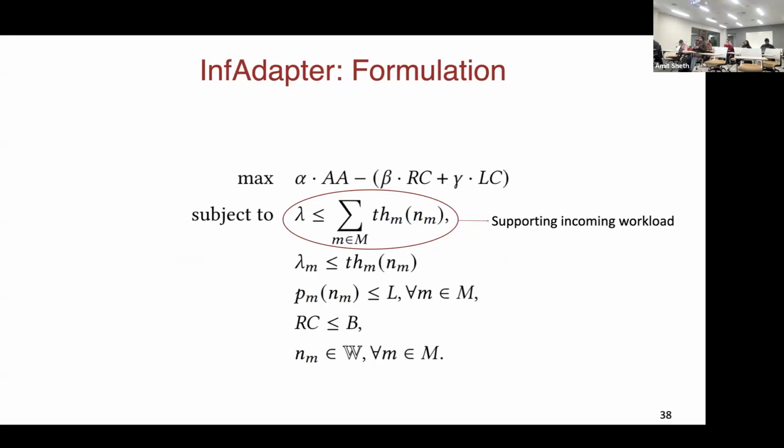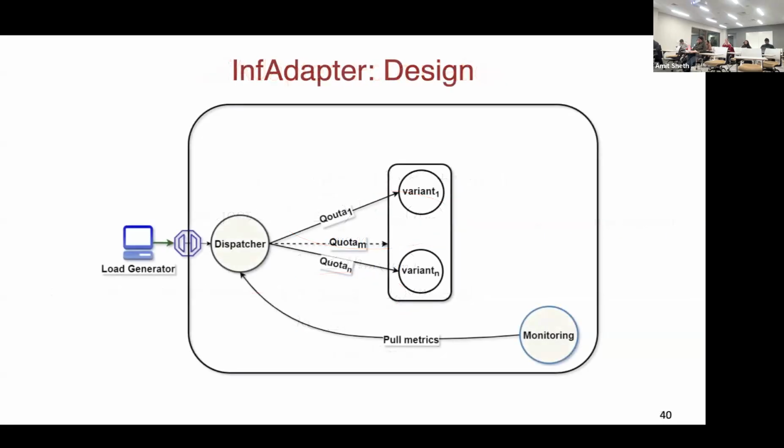This constraint, for example, is to specify or enforce that the system supports the incoming workload, because we want to have enough resources at any time to support this incoming workload. And we enforce this by this constraint, which has to guarantee end-to-end latency.